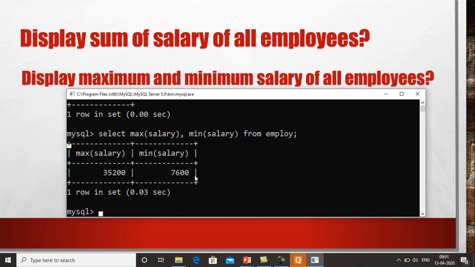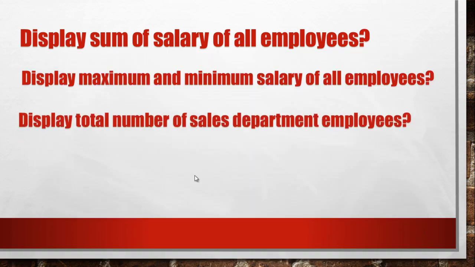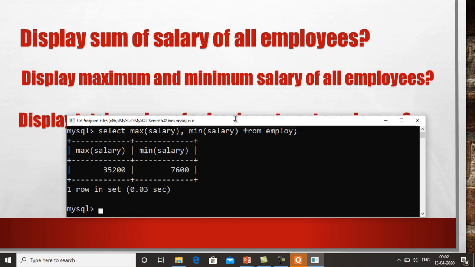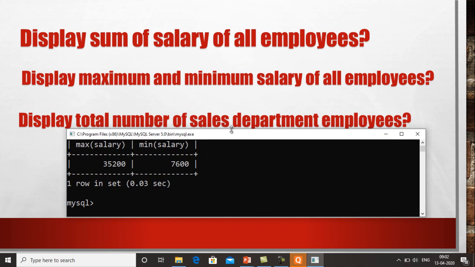So in this way we can find the maximum and minimum value. Now what will be the next question for us? The next one is display total number of sales department employee. So let's see how we can write the answer of this question. It is given to find the total number of sales department employee. So it means I have to count the total number of employees.